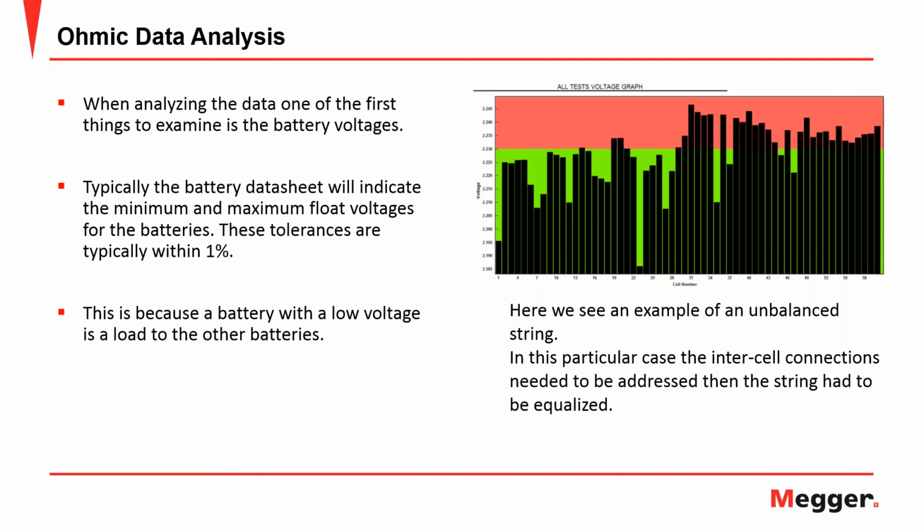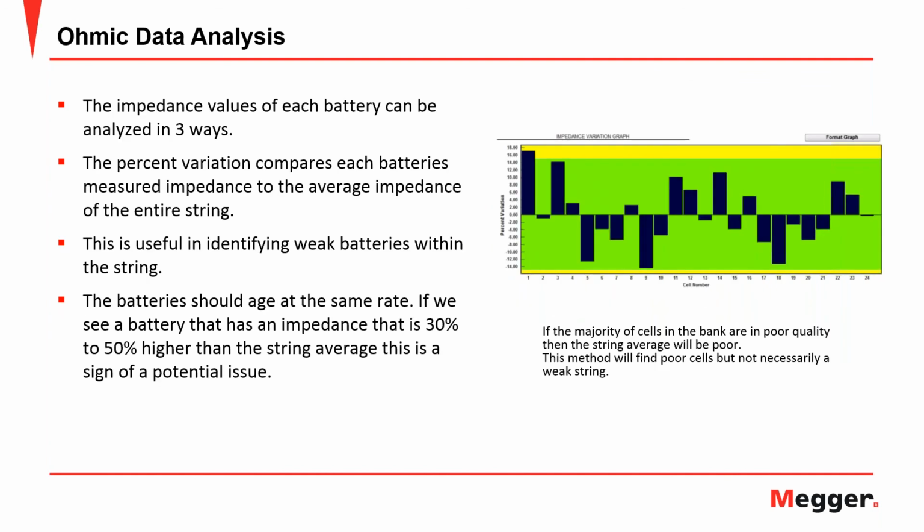When we look at impedance, there's three ways we want to look at that. We want to look at the percent variation, which compares each battery's impedance to the string average impedance. So what's that going to point out to us? Well, it's going to point out to us where we have potentially problem cells. If we see that value of one battery increase 30 or 50% above the string average, that's a flag. That says we want to investigate.